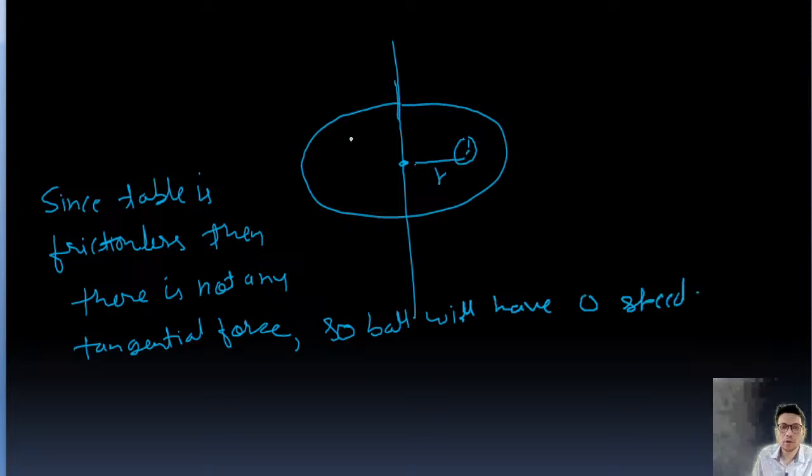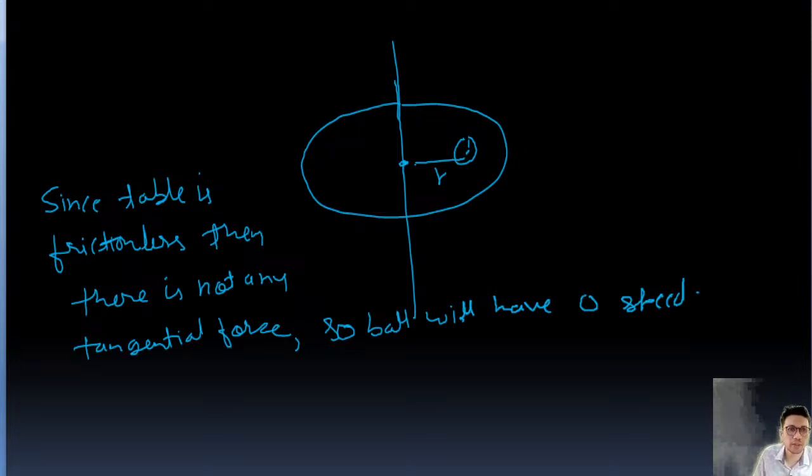Because the table is frictionless, there is no friction, it means the tangential force which will work on the ball will be zero, right? There wouldn't be any tangential force because the table is frictionless. Because there is no tangential force, the ball is not going to move. So this means the ball doesn't have any linear velocity. The speed of the ball is going to be zero.